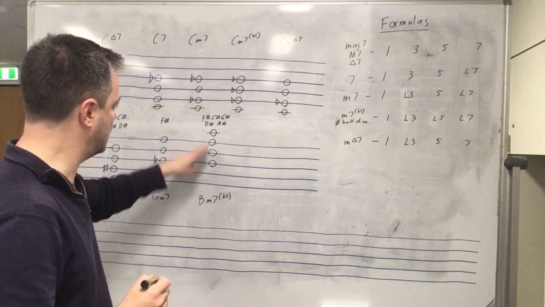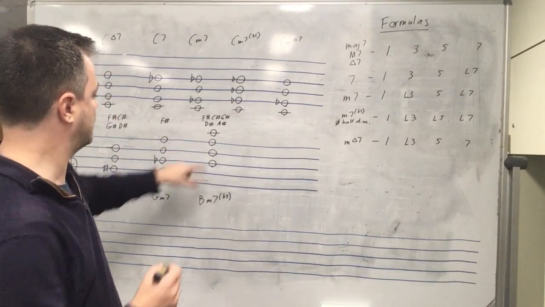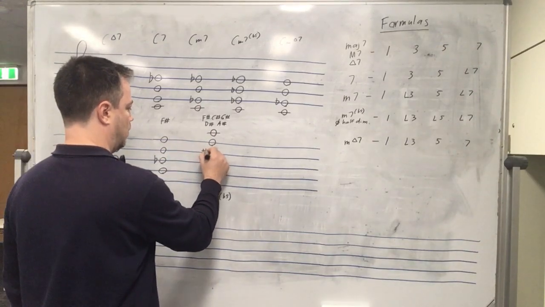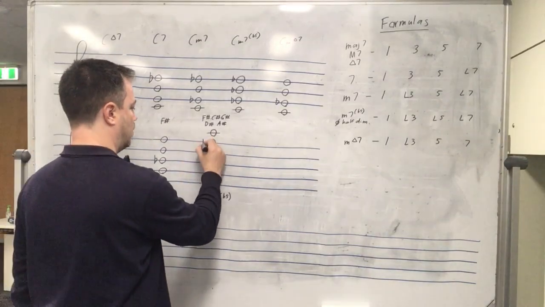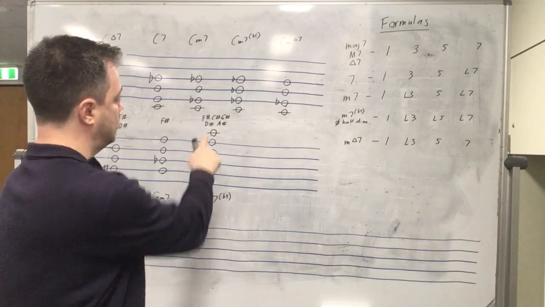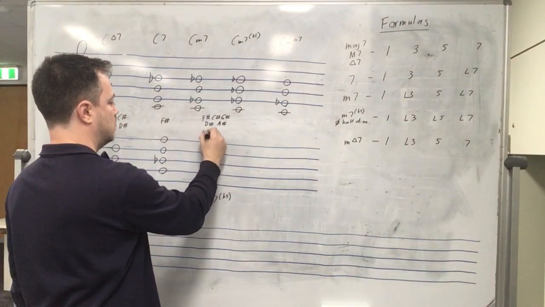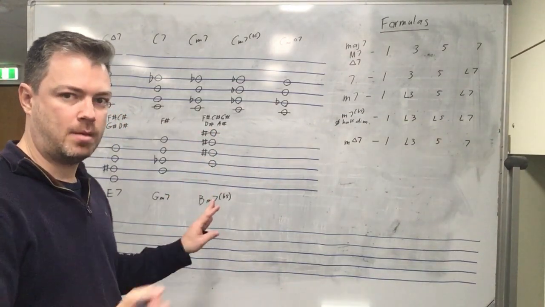B obviously is not going to be there. D, yes, we have a D sharp. There's our D sharp. F, yes, we have an F sharp. And A at the top, yes, we have an A sharp. So we now have all of those notes from B major.